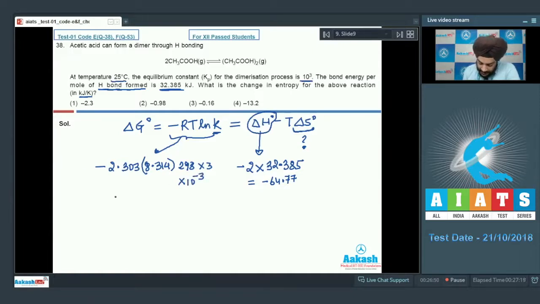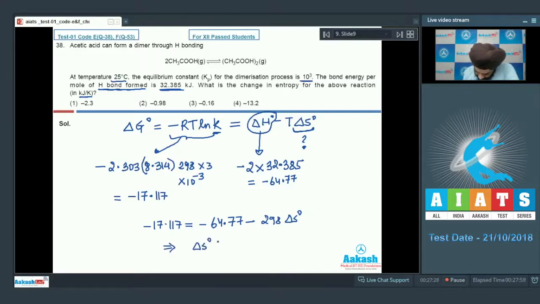So this value will simplify to minus 17.117 kilojoules. Okay, so we can try and solve this expression. Minus 17.117 shall be equal to minus 64.77 minus of 298 delta S naught. So the value of delta S naught will automatically come out in kilojoule per Kelvin as the examiner has asked us in the question.